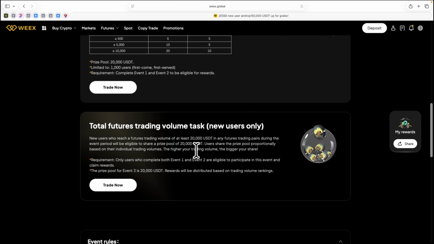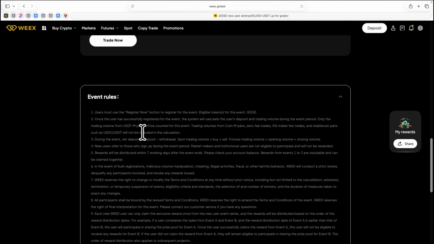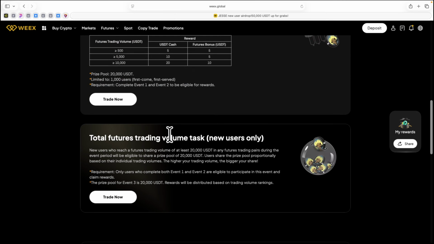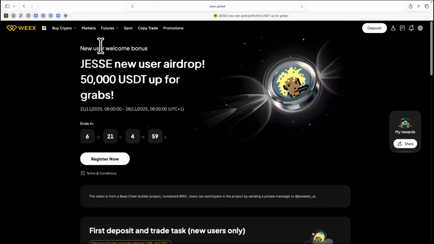So that means that all the traders who are able to get 20,000 USDT in futures trading volume will be sharing $20,000 among themselves. So it depends on the number of people who will be participating in this. These are different categories for this airdrop. You can read the rules right here yourself. So these are the rules. That is basically the first airdrop in this category.